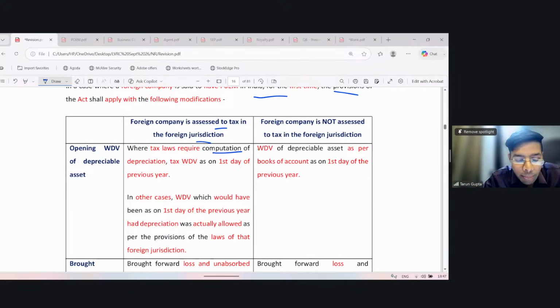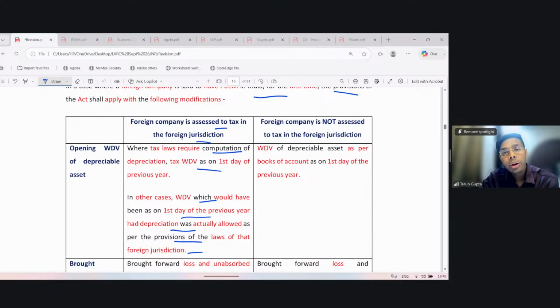Where the tax law requires computation of depreciation, the opening WDV shall be the tax WDV as on the first day of the previous year. In other cases, if there is no depreciation in the tax loss or there is no tax on such company, the WDV which would have been as on the first day of the previous year, had depreciation actually been allowed as per the provisions of the law of that country.